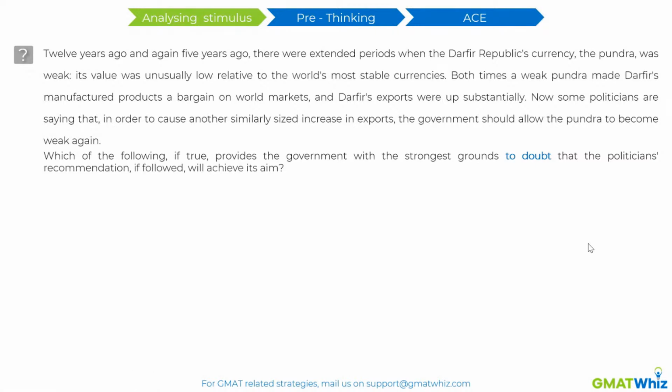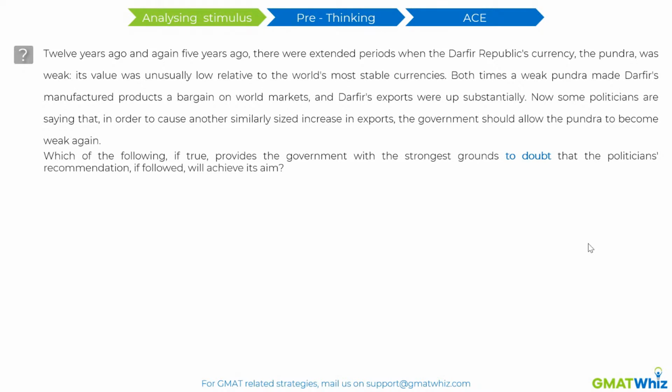So here we're talking about 12 years ago and again 5 years ago. So twice in the past, there were extended periods, meaning long periods, when Darfur Republic's currency, all right, so we're talking about a particular country, DR, the Pundra. So Pundra is the currency of Darfur Republic. This was weak. So twice in the past, there were long periods when Pundra was weak.